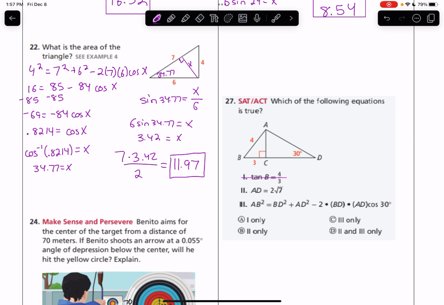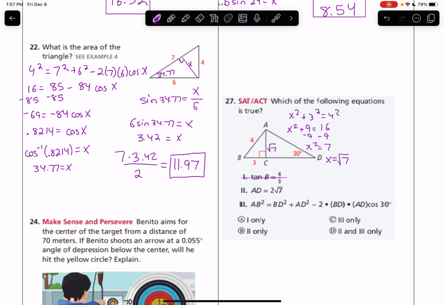Number 2, AD is equal to 2 square roots of 7. How could we find that out? We can find the length of this piece and use a 30, 60, 90 triangle over here at ACD. So I can use the Pythagorean theorem to find AC. So that's going to be x squared plus 3 squared equals 4 squared. And that's going to give me x squared plus 9 equals 16. Subtract 9, x squared equals 7. So x, the height there, equals the square root of 7.